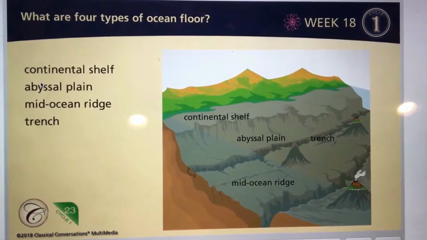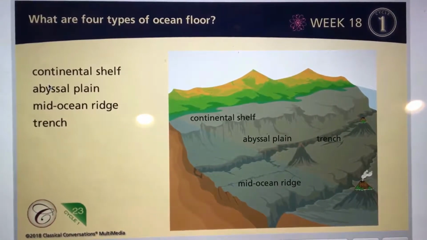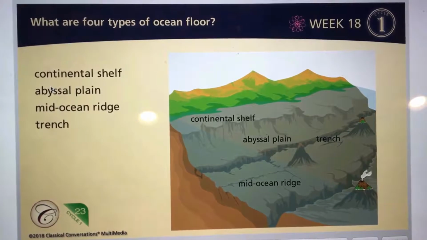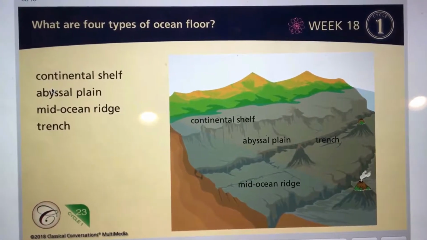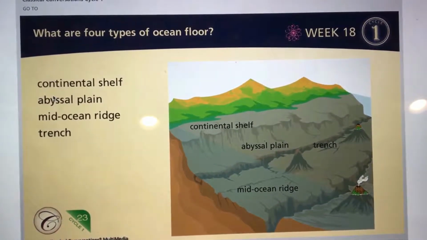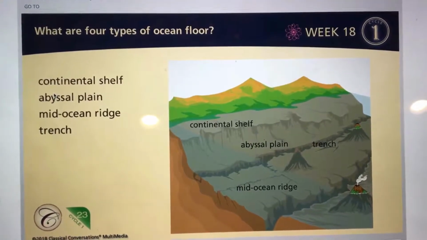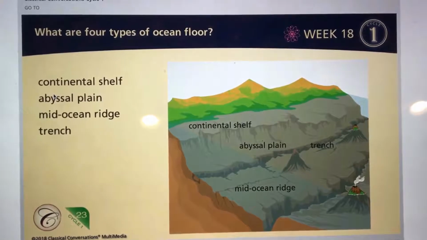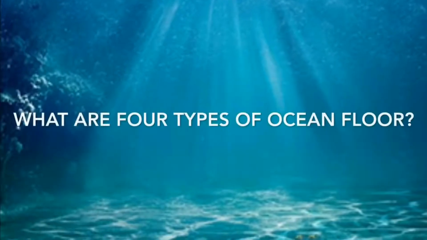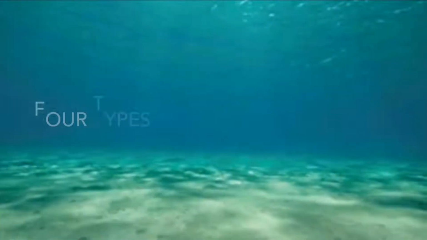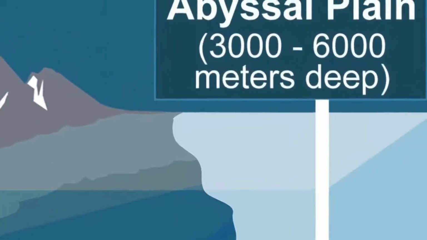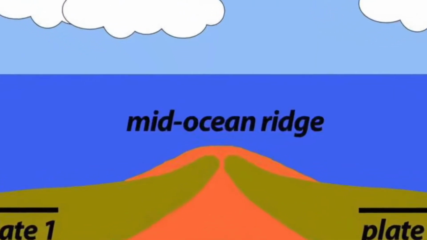What are 4 types of ocean floors? 4 types of ocean floors are continental shelf, abyssal plain, mid-ocean ridge, trench. What are 4 types of ocean floor? 4 types of ocean floor are continental shelf, abyssal plains, mid-ocean ridge, and trench.